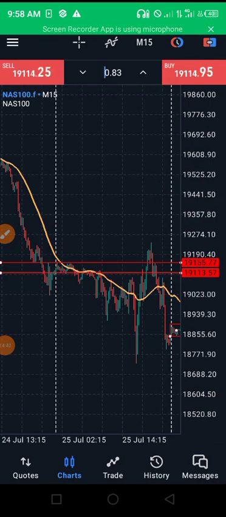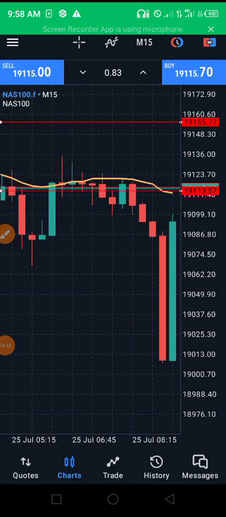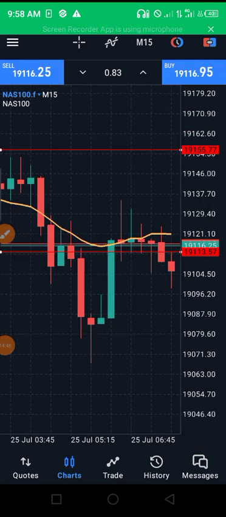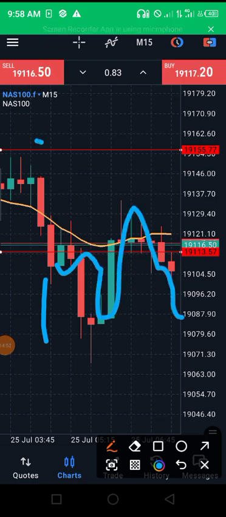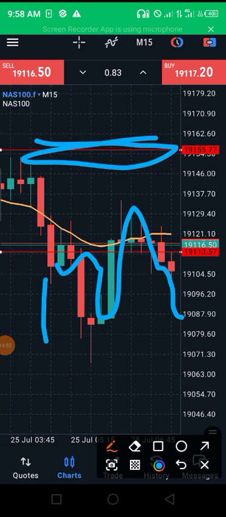Remember I said we are taking our sell trade around this zone. The market comes down, goes up. Your stop loss will be at this line here, while your take profit will be a 1 to 3 reward ratio of what you are risking.